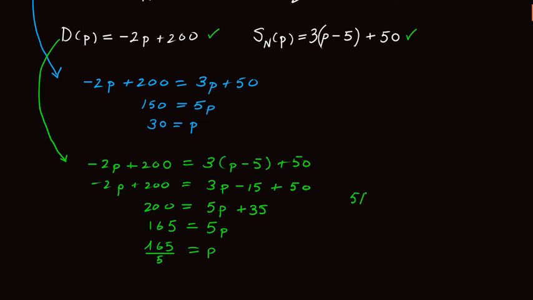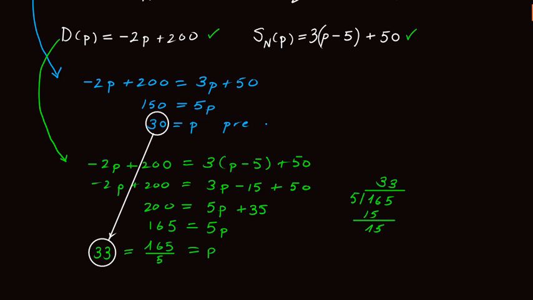So I can do a little arithmetic on the side. 5 goes into 16 3 times. 3 times 5 is 15. And then 15, so I get 33. Okay, so that tells me that the new price is 33. It had gone up from 30 to 33. So this is the pre-tax equilibrium and the post-tax equilibrium.